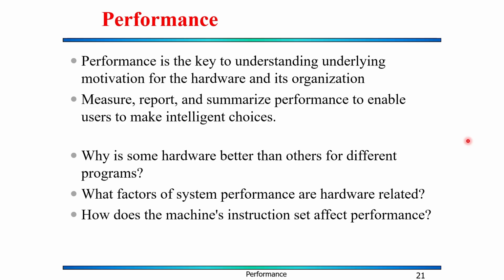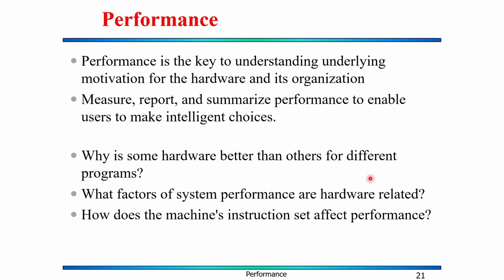Whether you are buying a laptop, building a server, or designing a new chip, you need performance data to compare options and select what looks best. So, this leads us to three important questions. First, why is some hardware better than other for different programs? A processor ideal for video editing may not be best for database work because both have different programs.